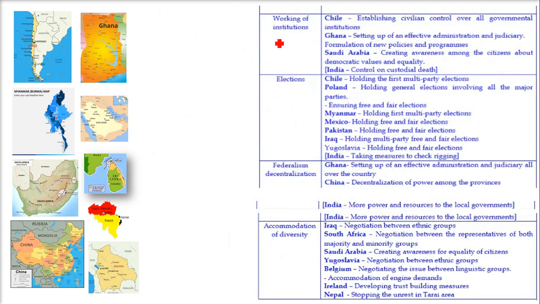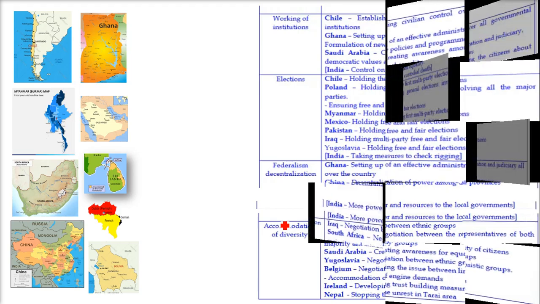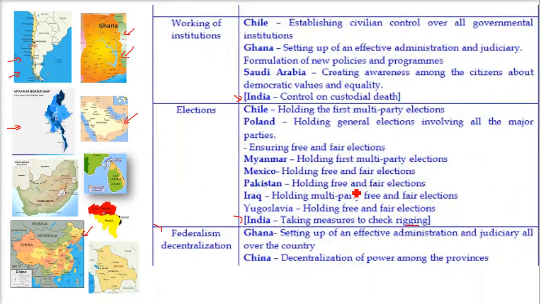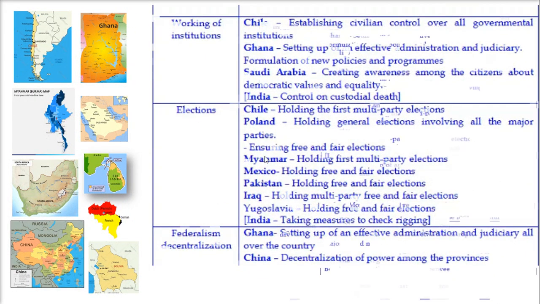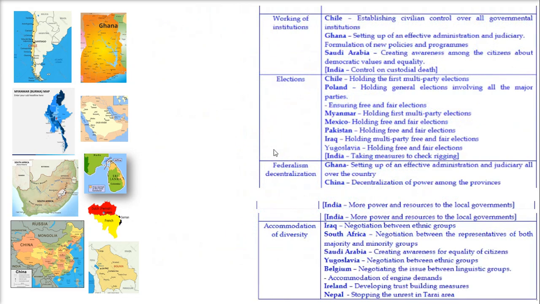So when we talked about elections and federalization, now coming to the accommodation of diversity, because what happens here, working of institutions and elections we have already seen, and there are more things coming to the accommodation of diversity. Let us talk first about Indian federalism, decentralization. India: more power and resources to the local government, that is, the federal structures need to be strengthened.